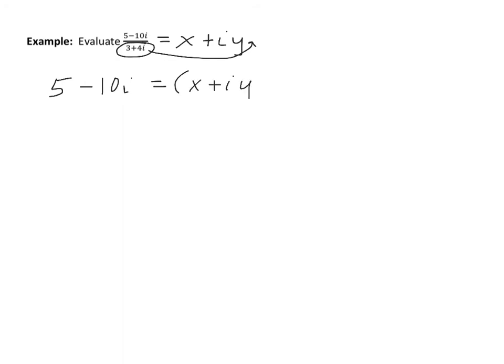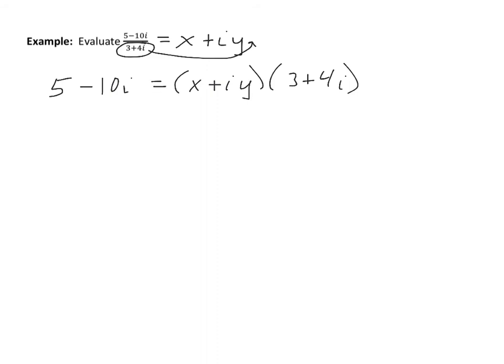My strategy is that I'm going to say, I know that this has to equal a complex number, x plus iy. And so I'm going to go ahead and write it there. My next step then is to multiply this 3 plus 4i over. And so when I do that, I wind up with 5 minus 10i equals the quotient that I'm trying to find times the denominator that I just multiplied over.